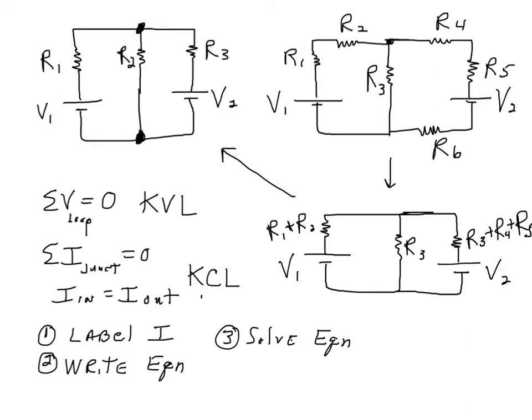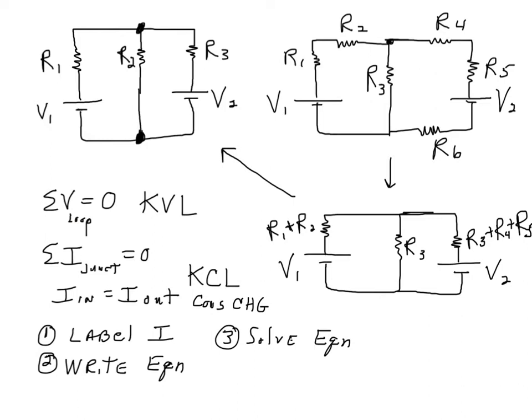This, of course, is based on, I didn't write it, but I'll add it now, conservation of charge. Any charge that goes into a junction has to come out of the junction. That will give us one equation, and we'll get the two others using Kirchhoff's voltage law or the loop rule, which says that the sum of the voltages around a closed loop will be equal to 0.